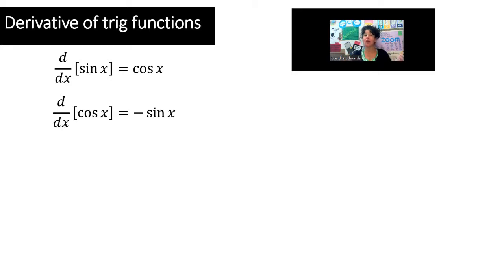As we go through, you want to make sure that you write down the derivative of each of the trig functions, but ultimately, these derivatives should be memorized. Let's start here with the derivative of sine. The derivative of sine of x is equal to the cosine of x, and the derivative of cosine x equals negative sine x.